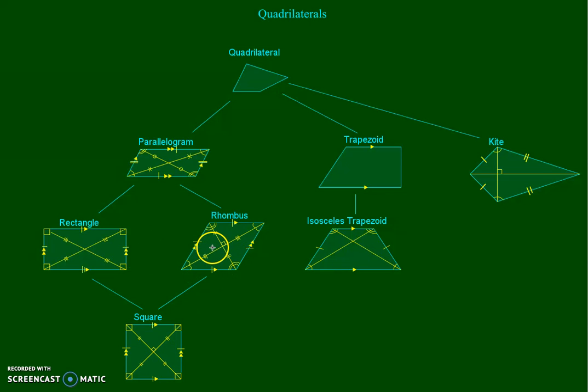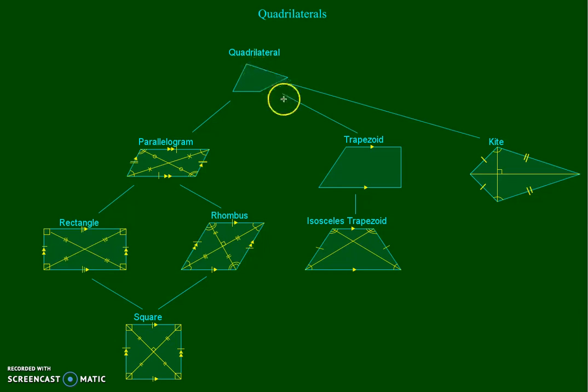Below rectangle and rhombi are squares. A square is a parallelogram that has 4 congruent angles and 4 congruent sides. It's a parallelogram that is both a rectangle and a rhombus. So it inherits all the properties of all these objects. So you have the perpendicular diagonals, diagonals bisecting opposite angles, the opposite parallel sides, opposite congruent sides, opposite congruent angles. All those are true in a square.